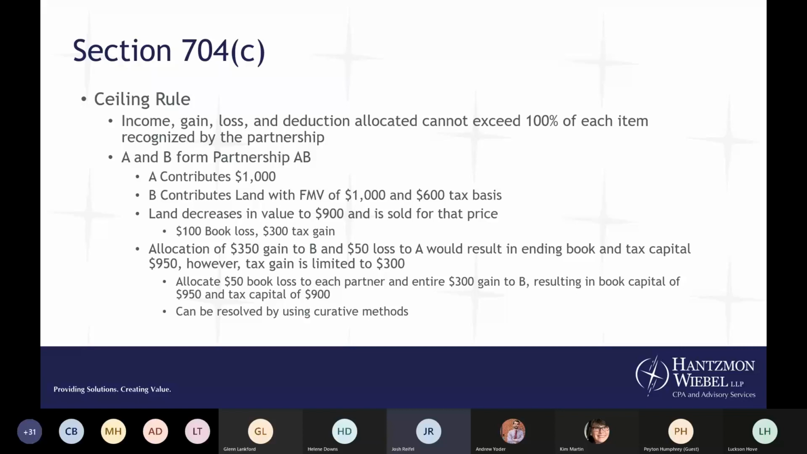We're getting a little more in depth here. Basically what it means is that you can't allocate gain if you don't have gain. You can't allocate gain to one partner and loss to another partner. In general, that's why they call it the ceiling rule. You can only allocate what you have.